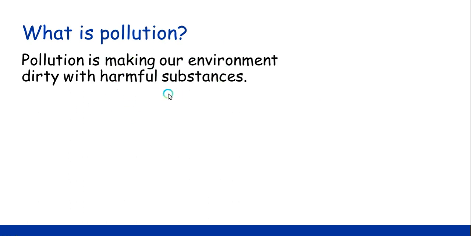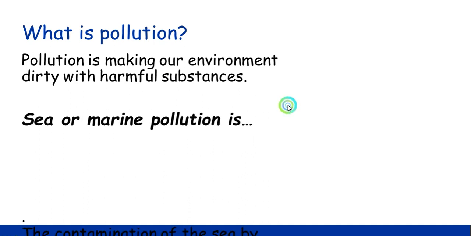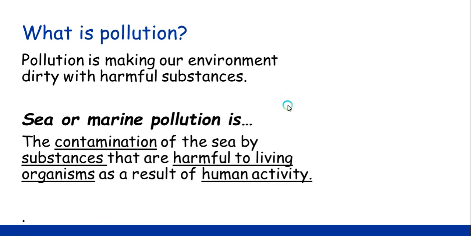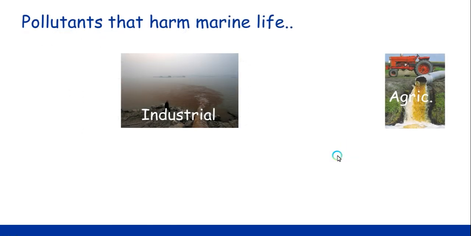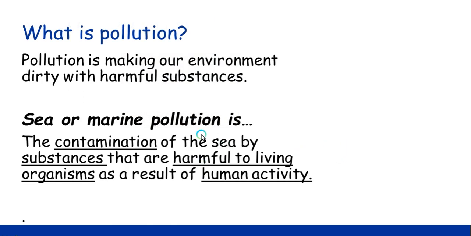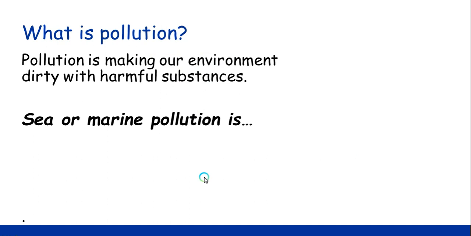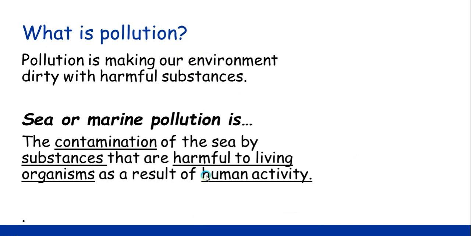Harmful means something that is very dangerous. And what is sea or marine pollution? Sea or marine pollution is the contamination of the sea by substances that are harmful to living organisms as a result of human activities. Now, you can see the previous image that I showed. That is on the sea. You have so many things. The place is contaminated with different kinds of substances.